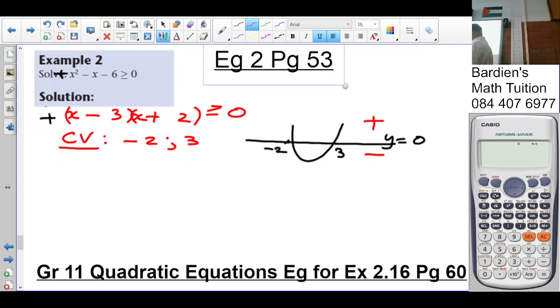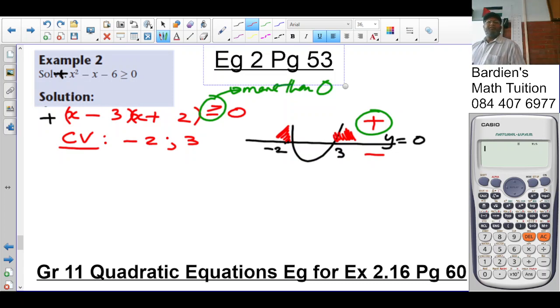Okay? So what about this inequality? What do we say here? It has to be more than 0. So what does that mean to say? It must be positive. There it's positive. Can you see that, people? Okay. So what do I do? Do I shade now above the line or below the line? Above. So is the solution together or is the solution apart? Apart. So the solution must be apart.